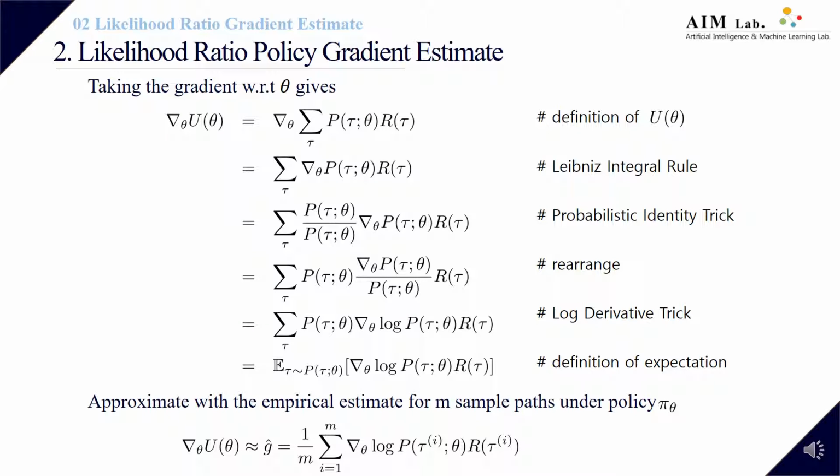We'll go through some mathematics for better understanding of the algorithm. We defined U before, and as we try to apply the gradient ascent, we need to calculate the gradient of U with regard to theta. The first equality comes from the definition of U, and the second one is by Leibniz integral rule, which implies that the gradient and sigma sum can switch their position. For the third equality, we apply a simple trick which is usually called the probabilistic identity trick. For the fifth equality, we use the property of the gradient of log, and the final equality is by the definition of expectation. An immediate implication of the equation is that we can approximate the gradient with the empirical estimates for m sample paths under policy pi theta.